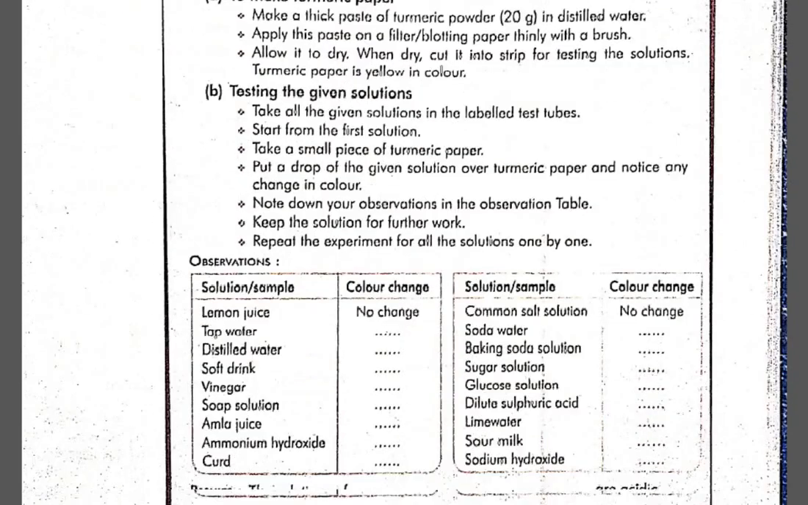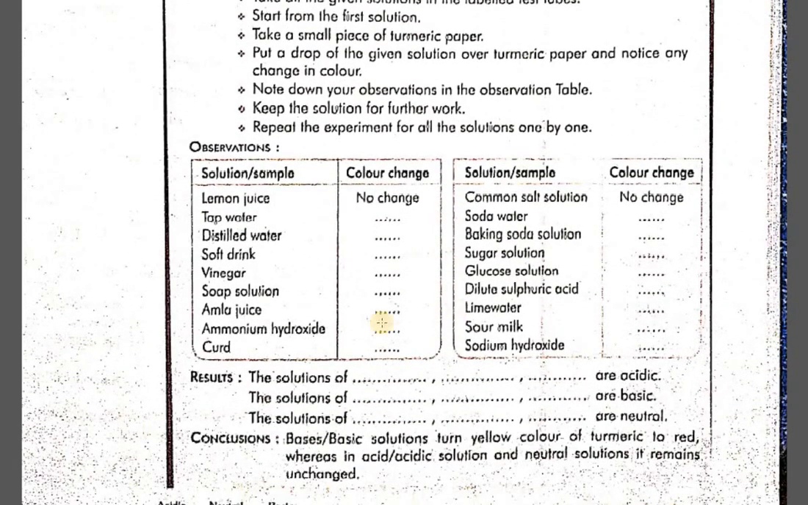As in the previous activity, there are certain more sample solutions provided, and here you will find in tap water no change, distilled water no change, soft drink no change, vinegar no change, soap solution gets converted into red color, amla juice no change, ammonium hydroxide turns red, curd again no change, common salt solution no change, soda water changes to red, baking soda solution changes to red, sugar solution and glucose solution no change, dilute sulfuric acid no change, lime water turns red, sour milk no change, and sodium hydroxide again turns red.